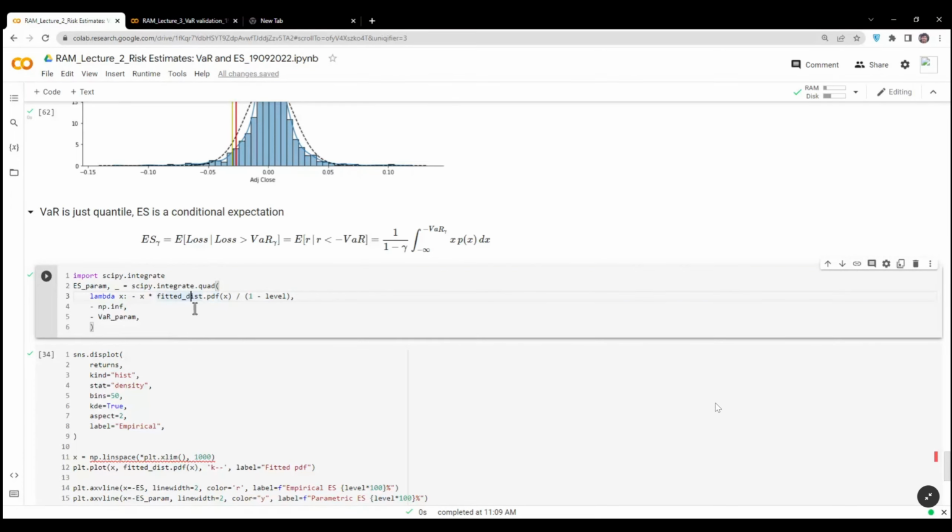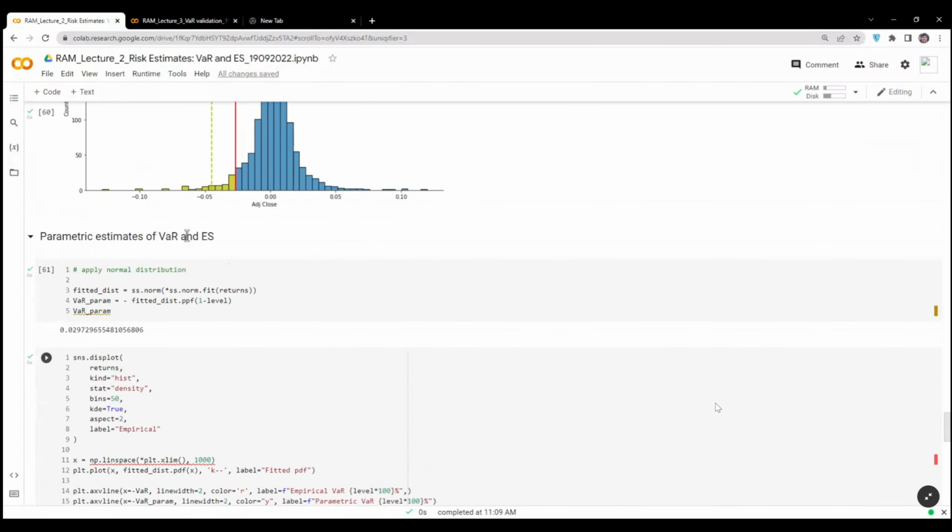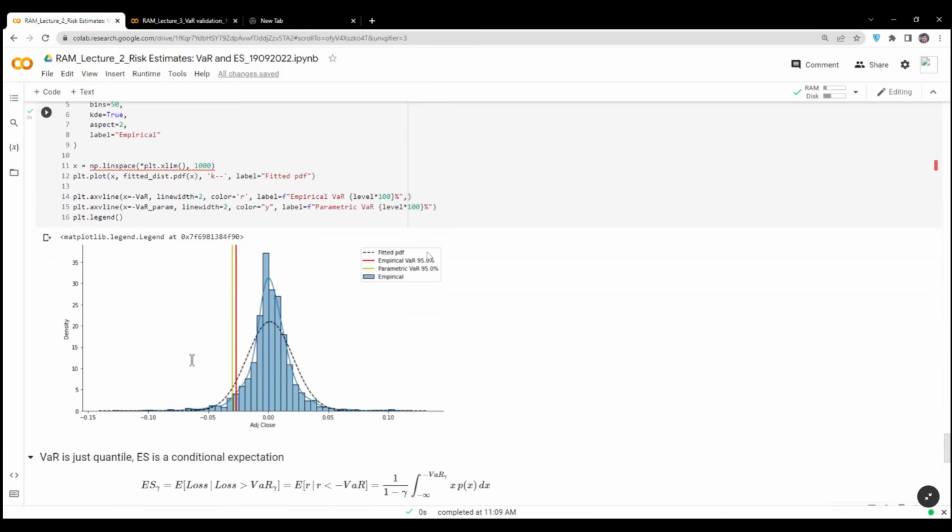So actually, to do some alteration, what you need to do is specify the fitted distribution. You should do it somewhere here in this cell. In our particular case, we deal with a normal distribution, so the fitted distribution here is normal. So I'm trying to calculate expected shortfall. Why is there a minus before x? It's just a matter of convention.